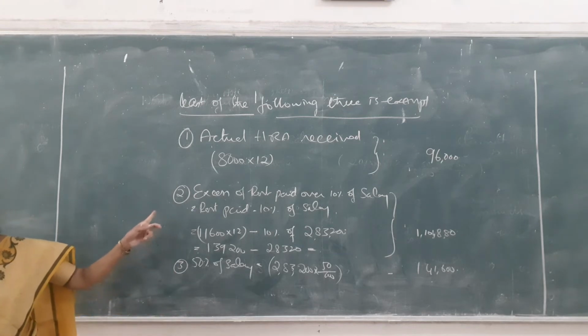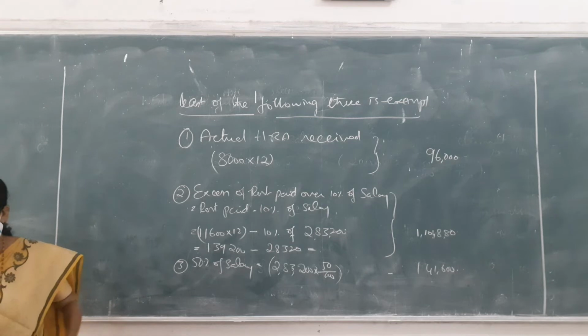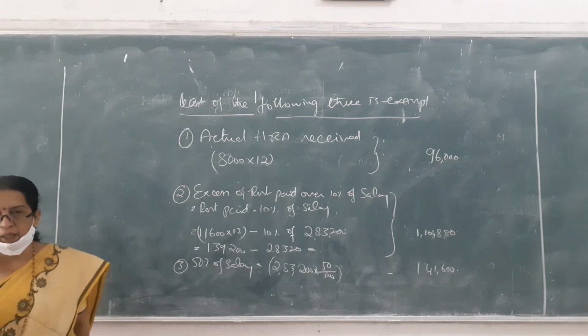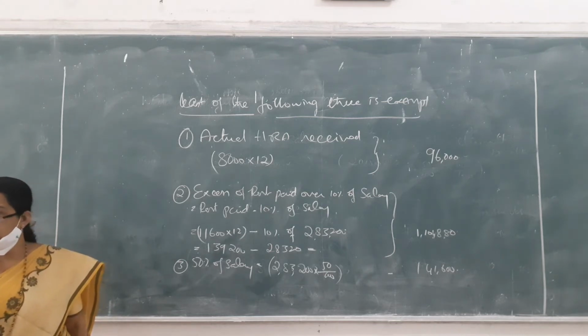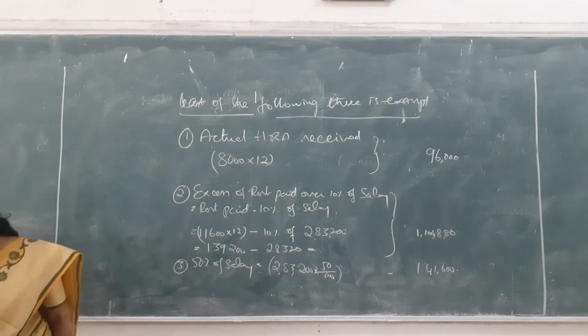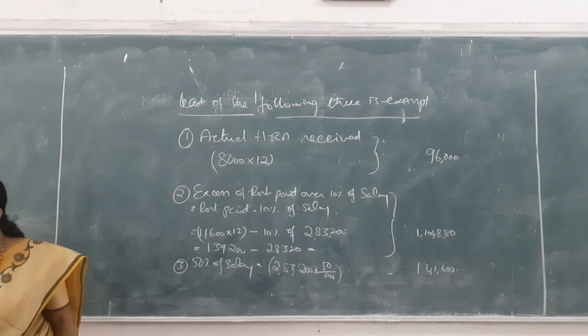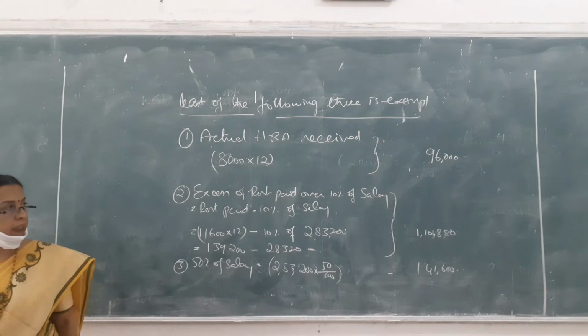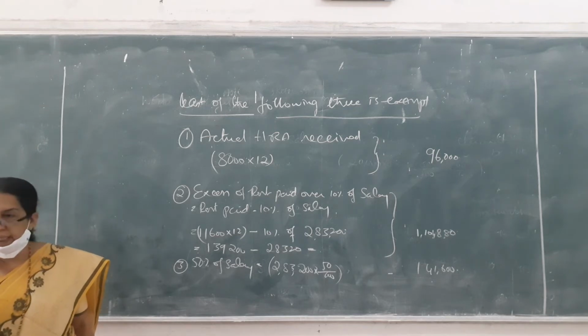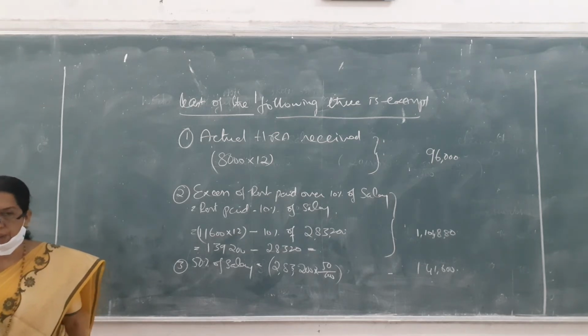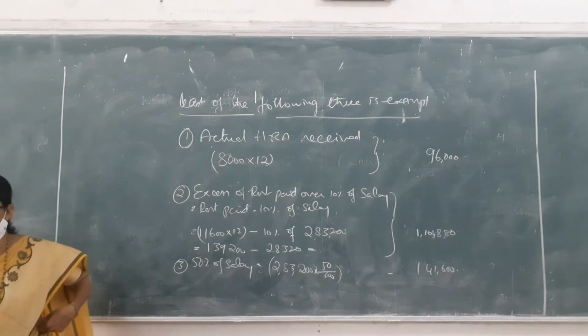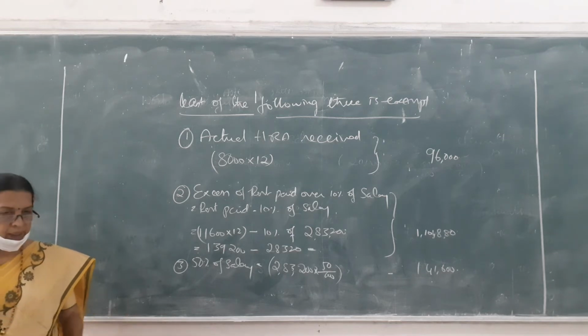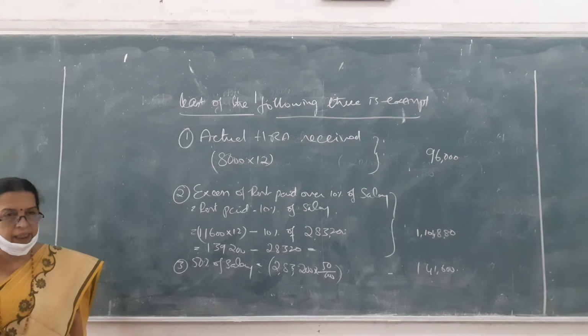Write down: least of the above three, that is rupees 96,000, is exempt.